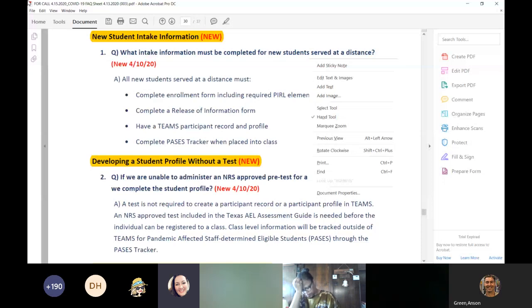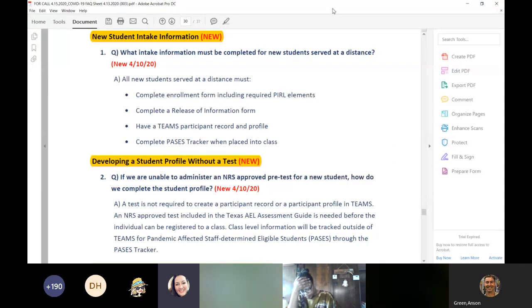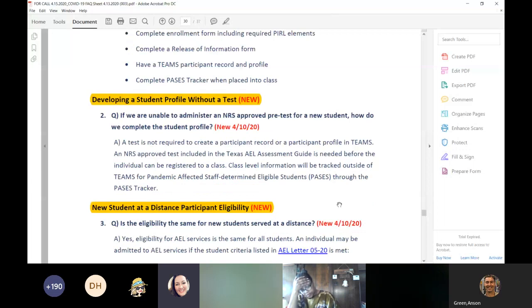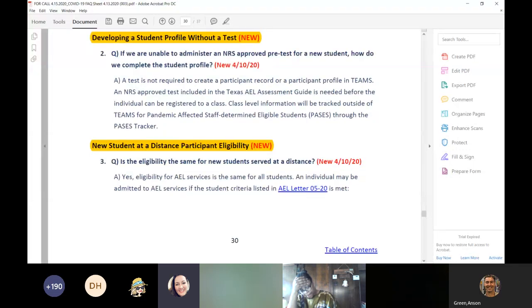The first question here, I think Anson's already addressed. If you have any particular questions, just unmute yourself and we'll answer those verbally and get you some answers live here. Going down to the second question, and Anson, if you'll scroll as I go: what happens if we are unable to administer an NRS approved pretest for a new student? How do we complete that profile in TEAMS? The good thing about TEAMS is that it doesn't require a test for you to create a profile for an individual.